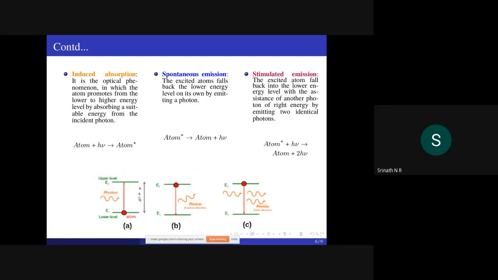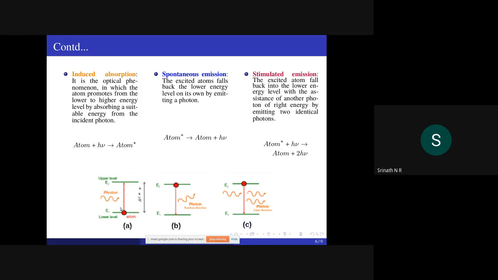First we go for induced absorption. It is the optical phenomenon in which the atom is promoted from the lower energy level to a higher energy level by absorbing a suitable energy from the incident photon. Here, one can indicate the mathematical equation like this. The atom is initially in the ground state or lower energy state and receives energy from an external photon, that is, h nu. Consequently, the atom gets excited.